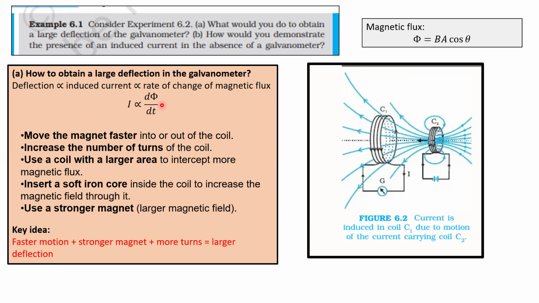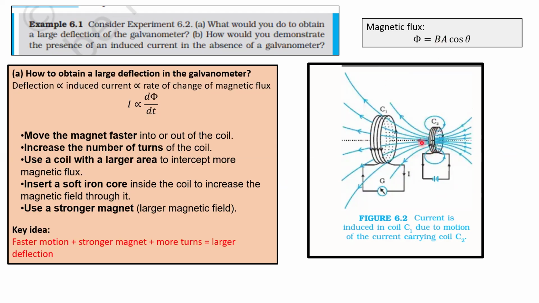Then what about dt? dt is to be reduced. That means we have to bring the coil very quickly to C1, that is, move the magnet or coil. In this case, the coil. Instead of the coil, you can use the magnet also. You have to bring it very quickly by moving the coil C2 or the magnet very quickly to C1. So three points over.